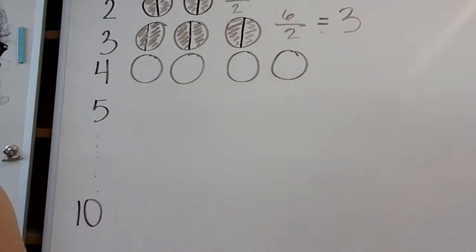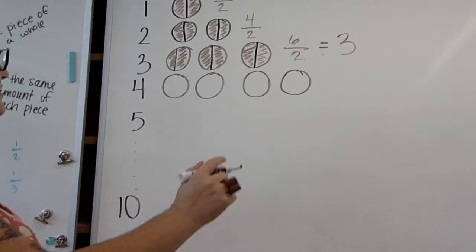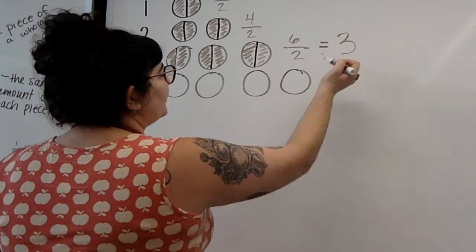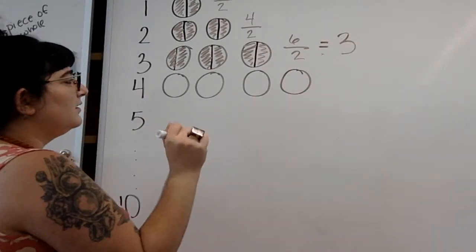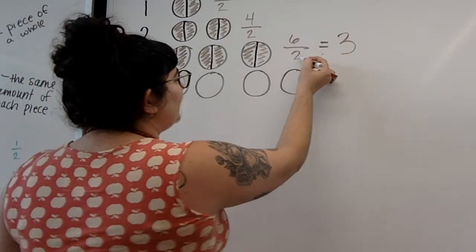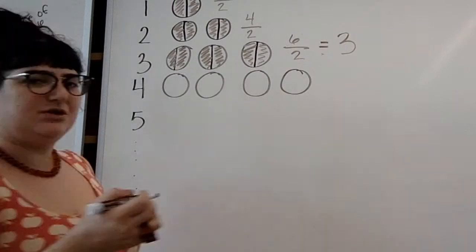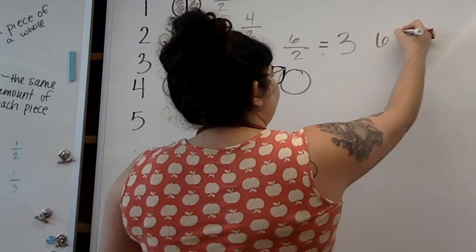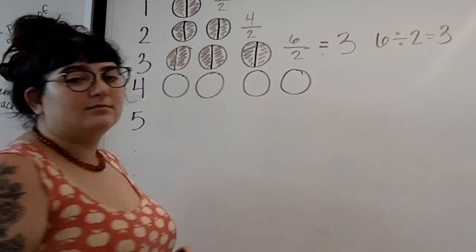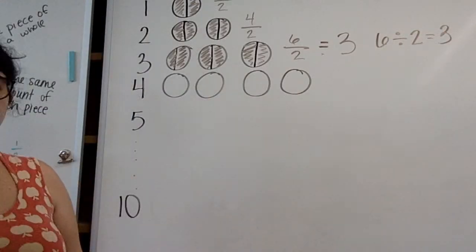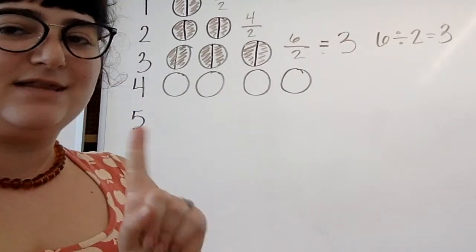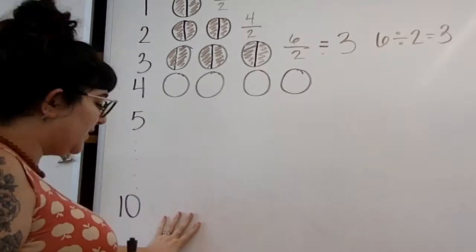Now, we've made this connection here. 6 halves is equal to 3. Well, what are we doing here? 6 divided by 2. Does 6 divided by 2 also equal 3? Absolutely. Well, let's keep on seeing if this statement can prove to be true as we move along.